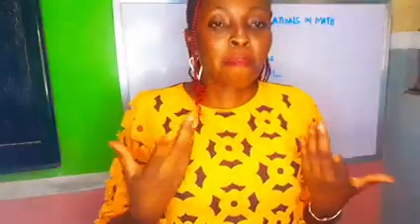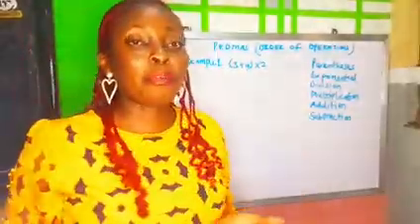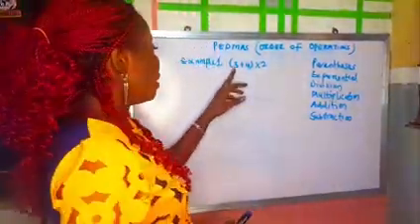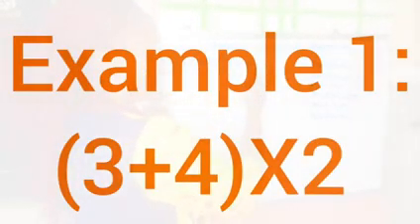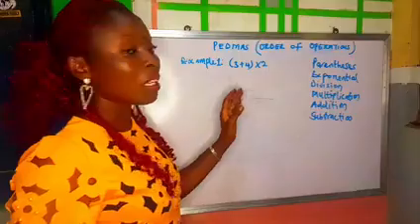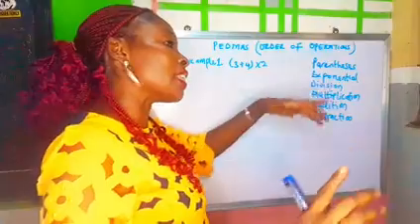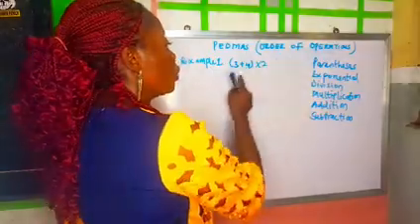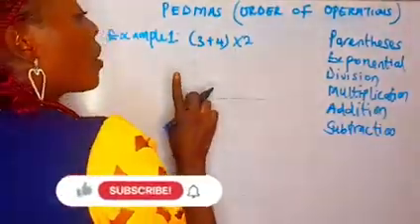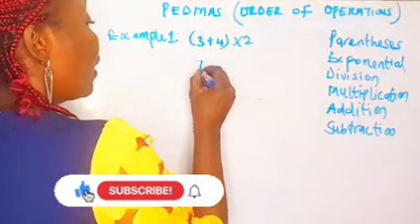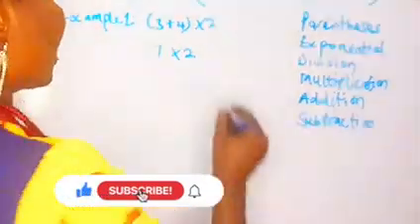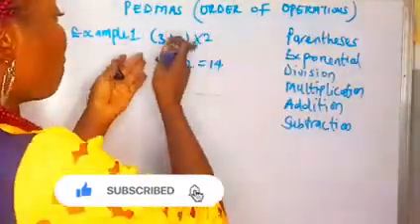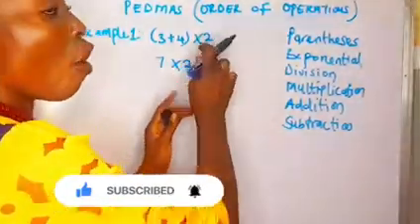So now let's see practical examples on how we can use PEDMAS to solve our basic operations in mathematics. Example number 1, if we have, in parentheses, 3 plus 4, in brackets, times 2. Parentheses comes first. Parentheses means bracket, don't forget that. So we solve the one in brackets first, and what we have in the brackets is 3 plus 4, which is 7. So this gives us 7 times 2, and 7 times 2 gives us 14.